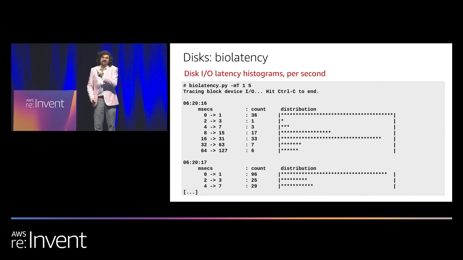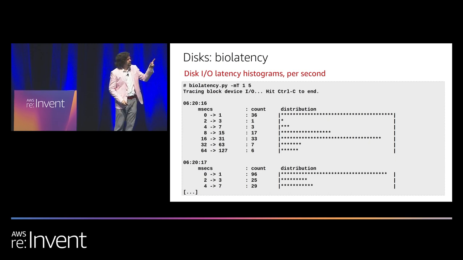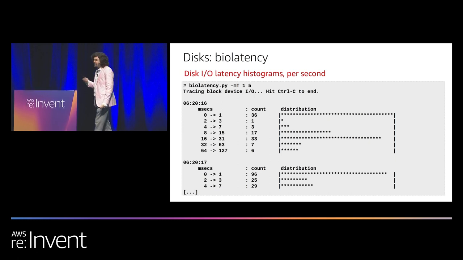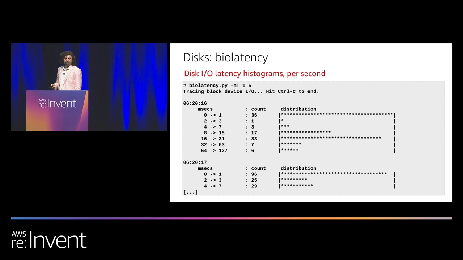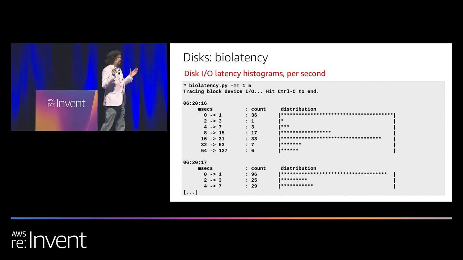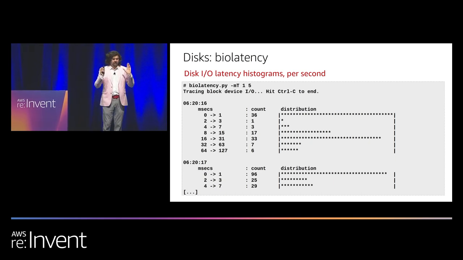Disks have on-disk caches that can return I/O quickly. And if it misses the on-disk cache, it has to do the actual I/O, which is much slower. And so that skews the average. So I always want to see the distribution, especially for outliers as well. Now that's great, but the kernel spends a lot of time avoiding slowing applications when they're accessing the disks.